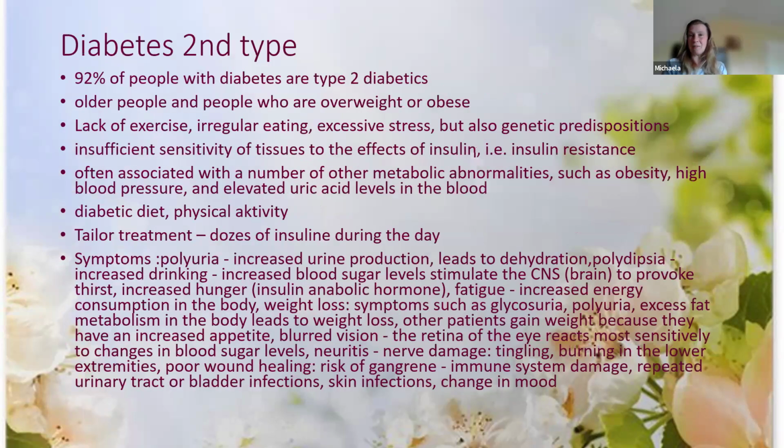And the second type, which, as I already said, is the pandemic, because 92% of people with diabetes have the second type. According to Chinese medicine and the psychosomatic idea, this is a problem of the sweetness of life, which is missing. So if we are lacking the sweetness of life, then we can have diabetes of the second type.